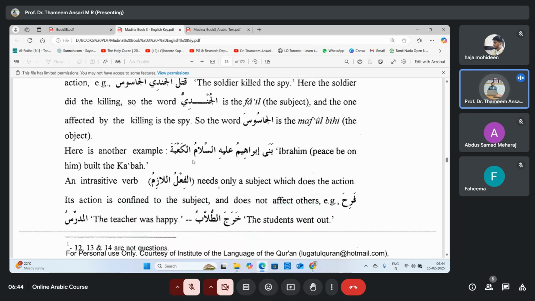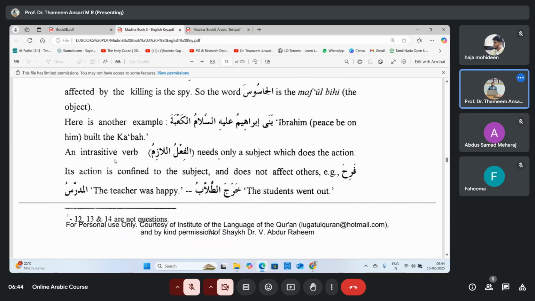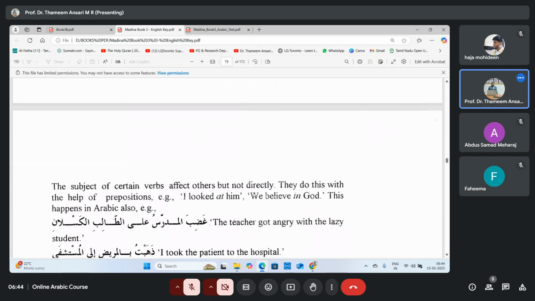Here is another example. Bana Ibrahimu alayhi salamu al-Ka'bata. Ibrahim, peace be upon him, built the Kaaba. An intransitive verb, al-fi'l lazimu, needs only a subject which does the action. Its action is confined to the subject and does not affect others. Example, fariha al-mudarrisu. The teacher was happy. Kharaja at-tullabu, the students went out.